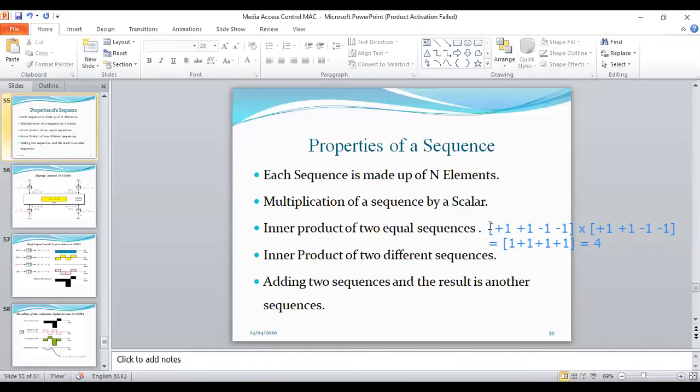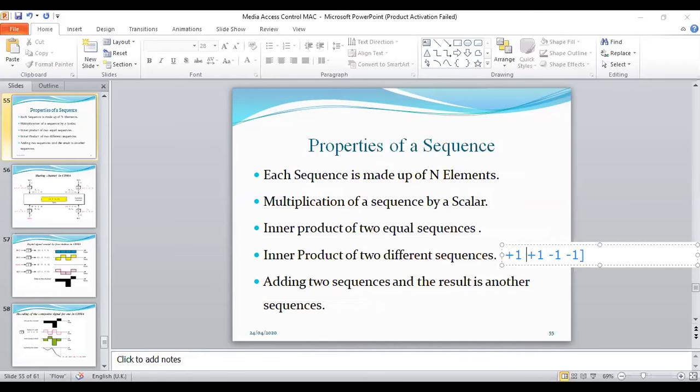Now, another one is a very important one. The fourth property is the inner product of two different sequences. What is the meaning of the inner product of two different sequences? Let us take the first sequence as plus one, then another plus one, then minus one, and another element as minus one, right?